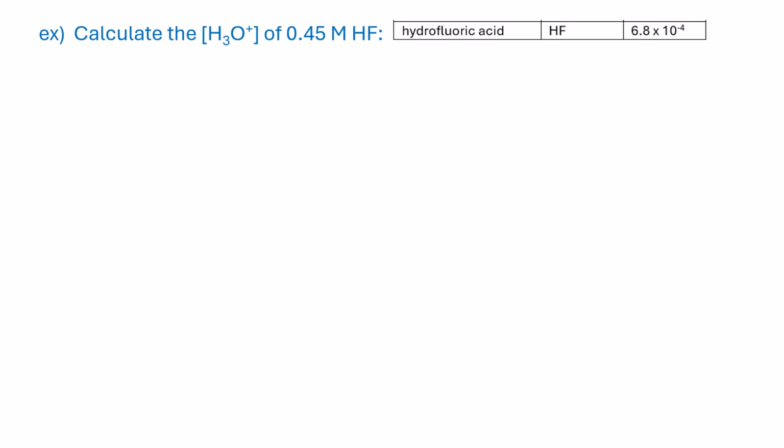So here's an example from your notes. Calculate the concentration of hydronium of 0.45 molar hydrofluoric acid. And so there's the little snippet from your table, which gives you the Ka of hydrofluoric acid as 6.8 times 10 to the negative 4. All right, to understand this, the first thing we have to do is write our ionization equation. So you should be pretty familiar with that. We've been doing that for a little bit now. It is a two-way arrow, though, and that tells me that it's a weak acid.